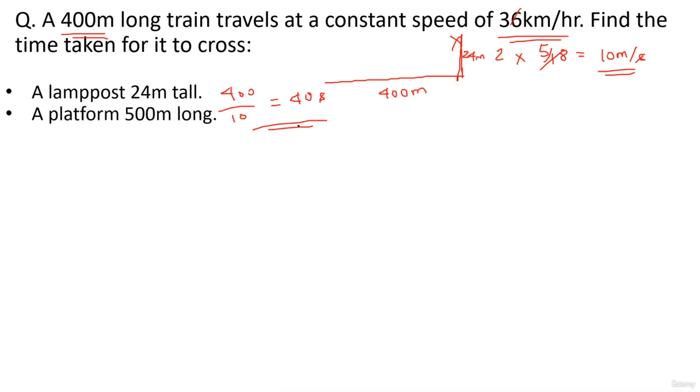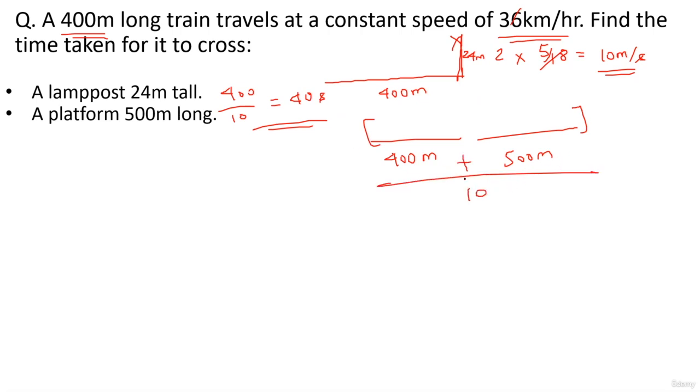Next question. A platform 500 meters long. So now if this is your train, let's say 400 meters, there is also a platform. This length is 500 meters, right? So the platform, you can imagine it as a stationary train. So to overtake this stationary train, the original train, with its 400 meter length, has to cover a total distance of 400 plus 500 divided by the relative speed, which in this case again will be 10. So 900 by 10, it will be 90 seconds for the second one. To cross a platform 500 meters long, the train will take 90 seconds.